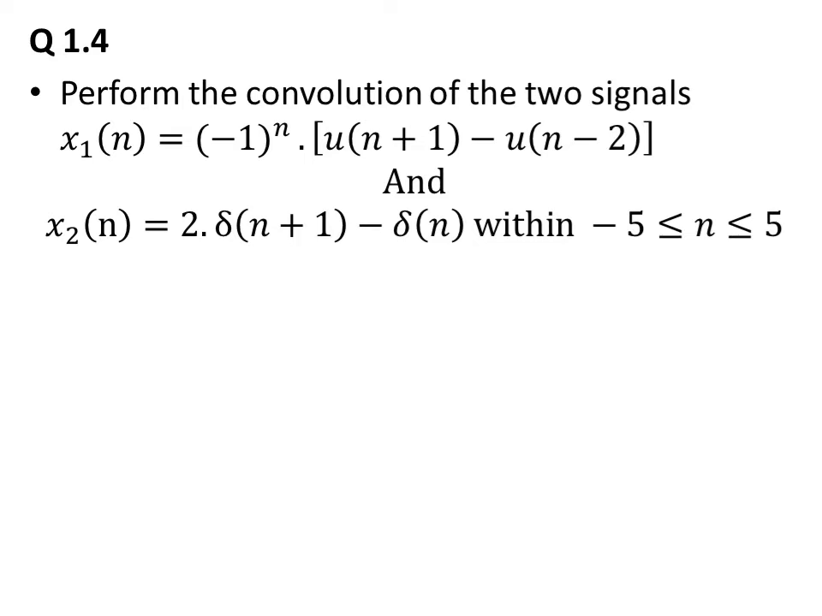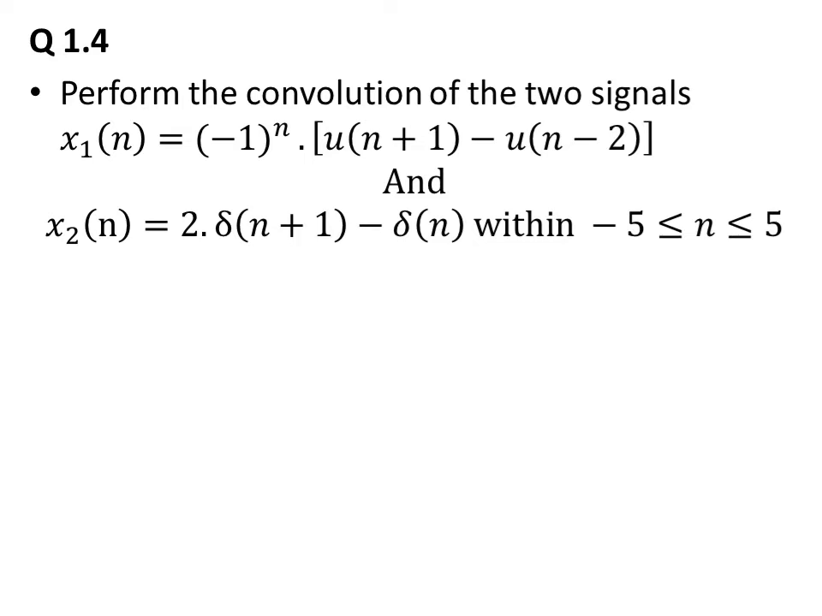In the previous lab we have learned how to shift the functions, and therefore you can use it in here. So what you can do is, you can first define u[n+1], right? Then you can define u[n-2], u[n+1] minus u[n-2], that you can multiply by (-1)^n. So use the exact method that we have learned previously.